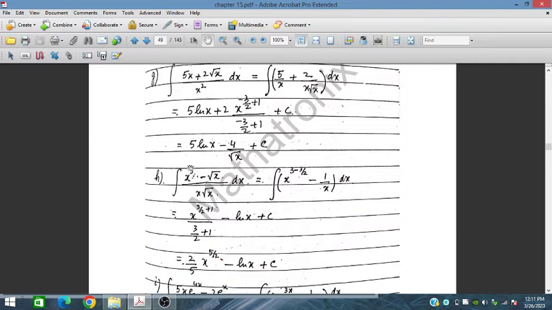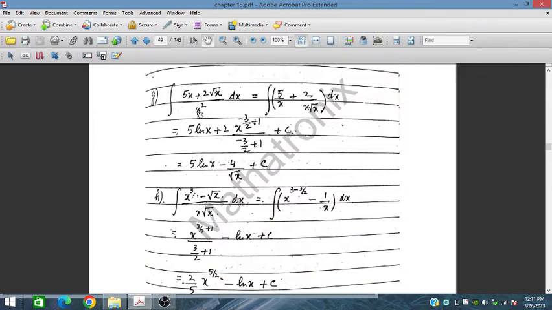For this part, 5x plus 2 root x upon x square, this is 5 upon x plus 2 upon x under root x. So this is 5 ln x, and the second term is solved by 2 x power minus 3 upon 2 plus 1, over minus 3 upon 2 plus 1, plus c. On simplification we get minus 4 upon under root x plus c. So 5 ln x minus 4 upon under root x plus c.